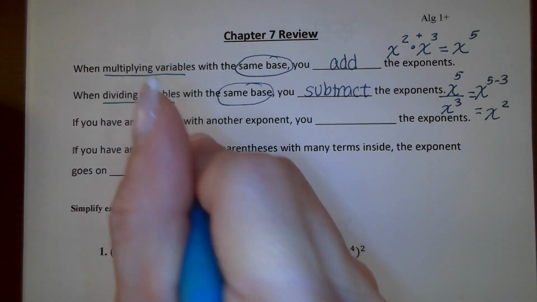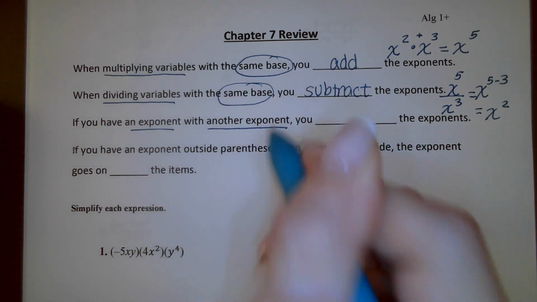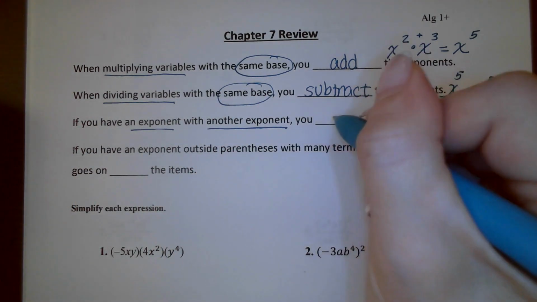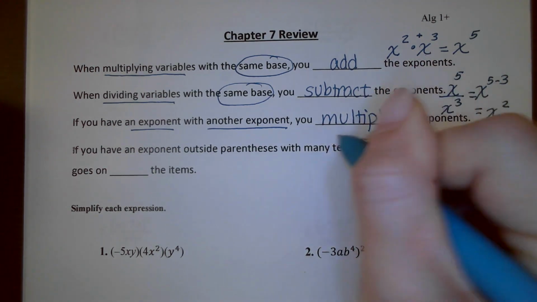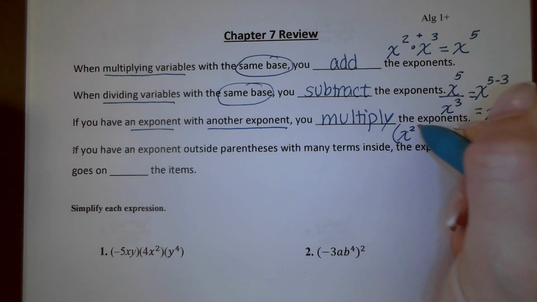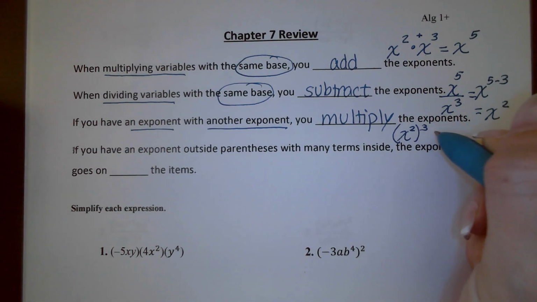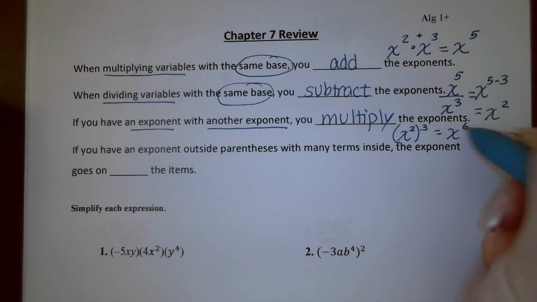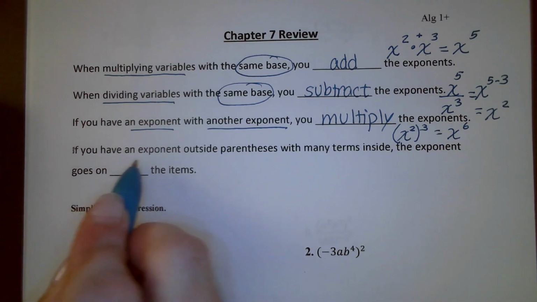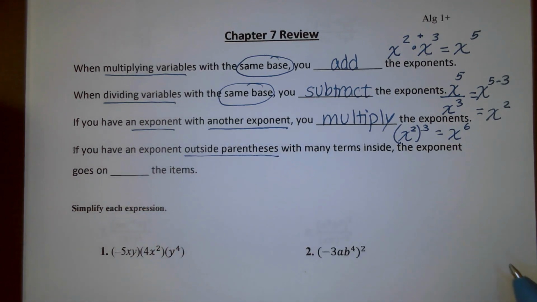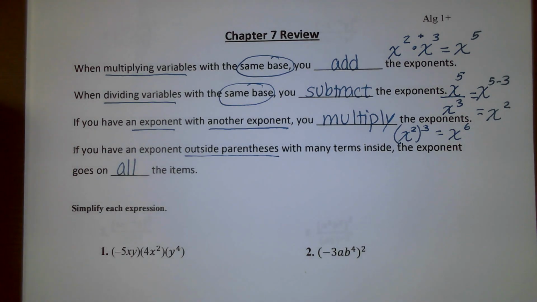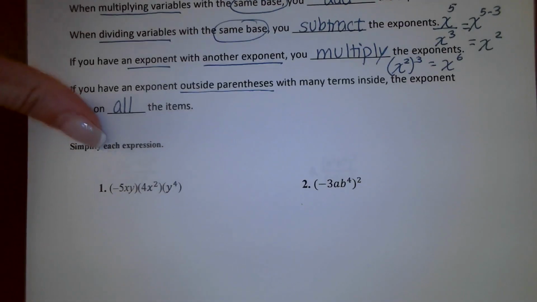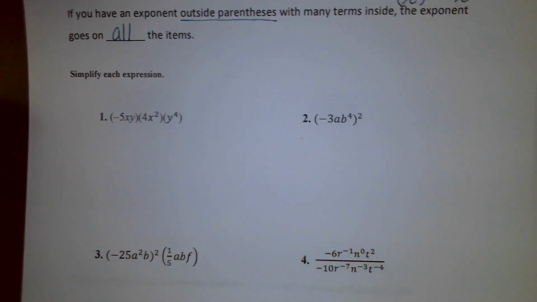Now, if we have an exponent with another exponent, a power raised to another power, we are going to multiply the exponents. So, for example, if I have x squared raised to the third power, we multiply 2 times 3 and get x to the sixth. And lastly, if we have an exponent outside parentheses with many terms inside, we want to make sure that we are sharing that exponent or distributing it to all the terms. So let's jump into some examples and see how we're going to apply these rules.